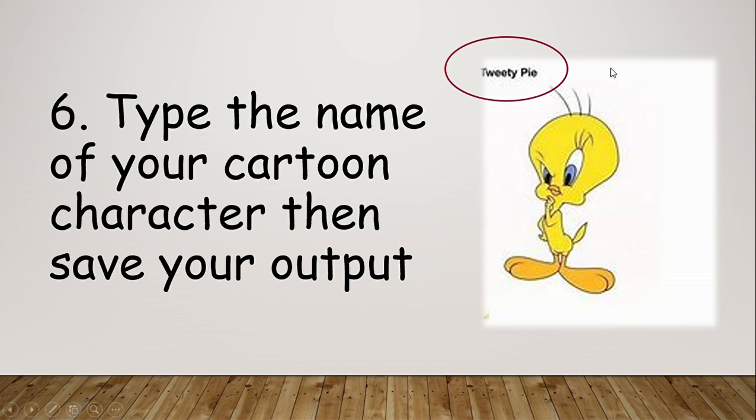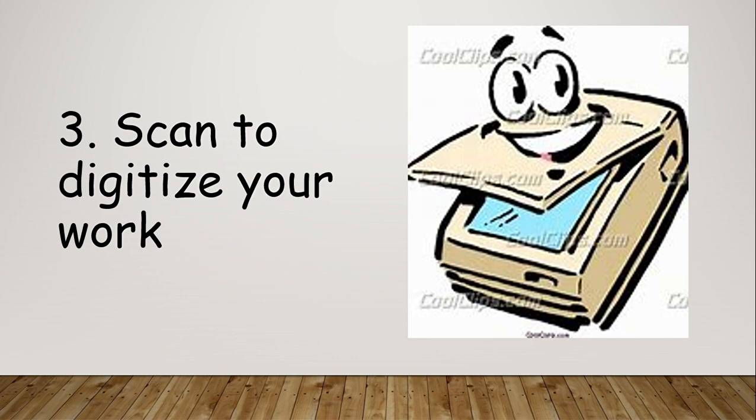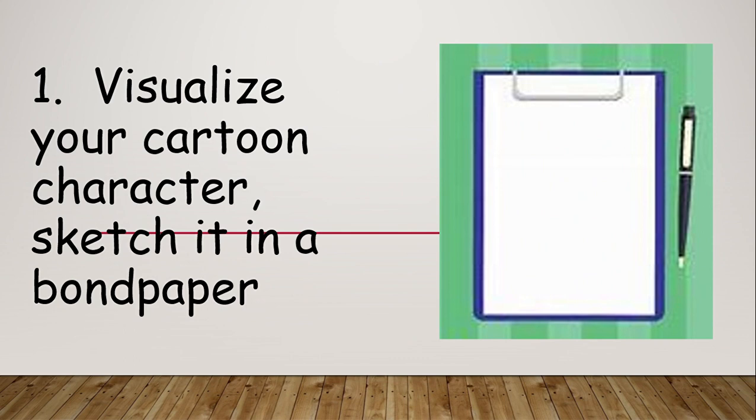So we call it Tweety Pie. You can see here on the circle, there is a name. So you can put it here or here. It's your choice where to put the name. Again, for a review, for our step 1, we need to sketch or visualize first the artwork that we're going to create. And of course, we need to prepare the materials that we are going to use.